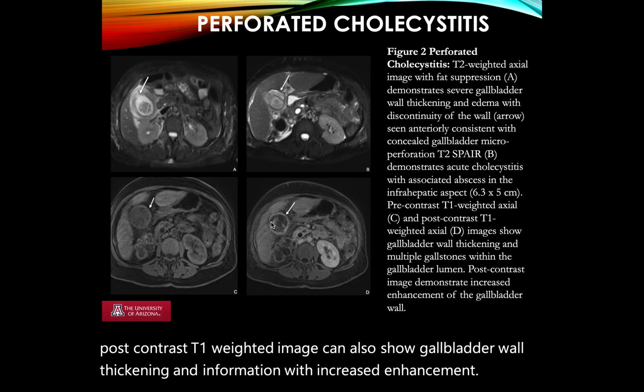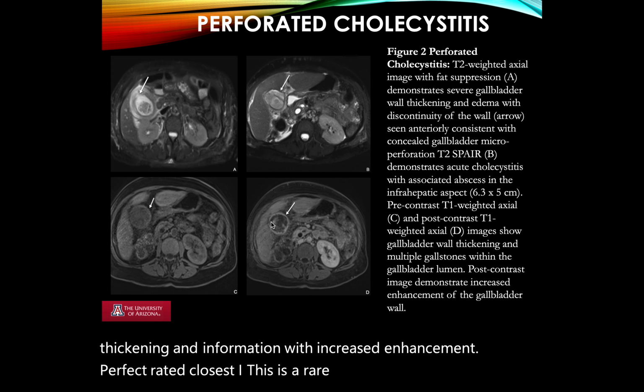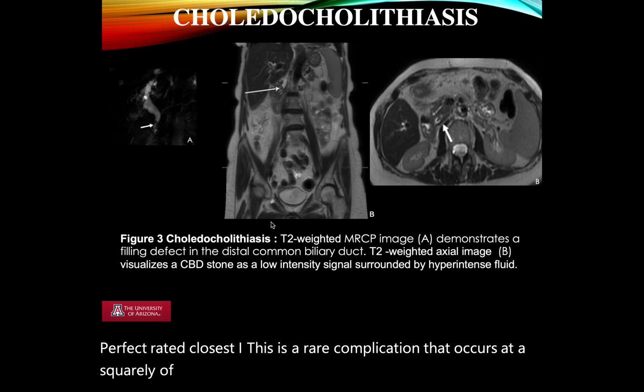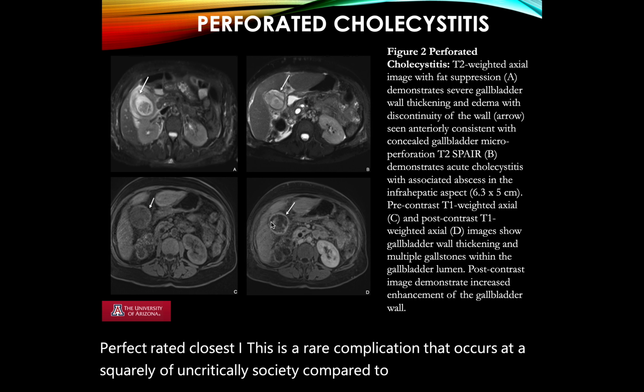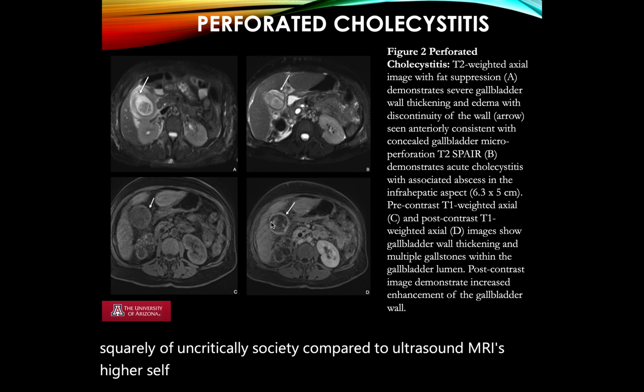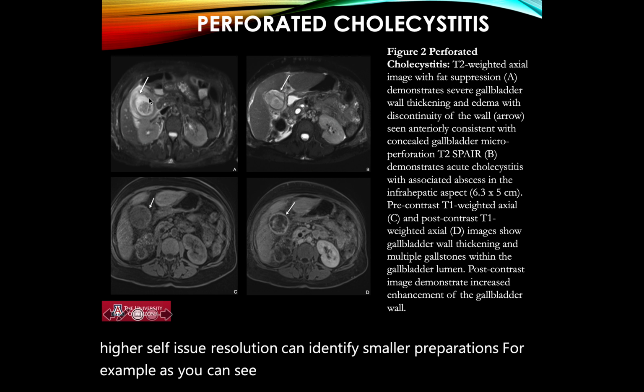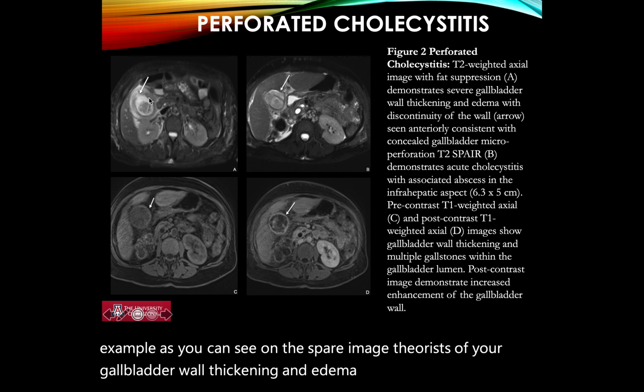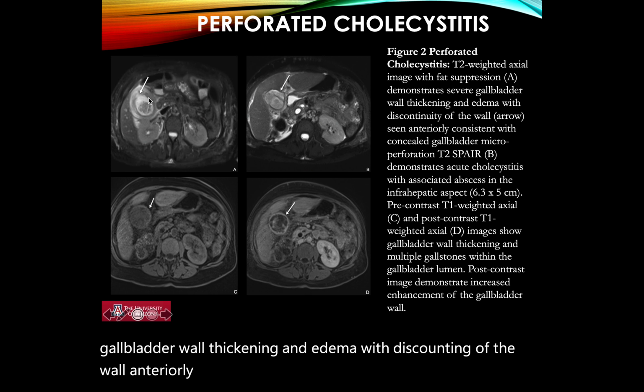Perforated cholecystitis is a rare complication that occurs as a sequela of untreated cholecystitis. Compared to ultrasound, MRI's higher soft tissue resolution can identify smaller perforations. For example, as you can see on the SPAIR image, there is severe gallbladder wall thickening and edema with discontinuity of the wall anteriorly with associated intrahepatic abscess.